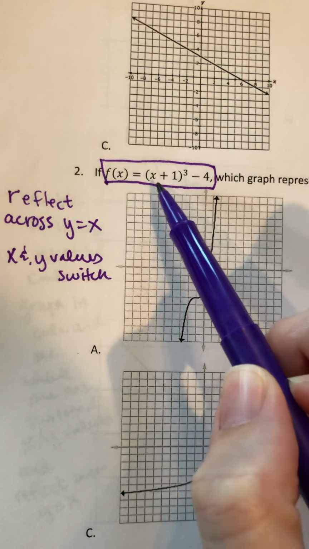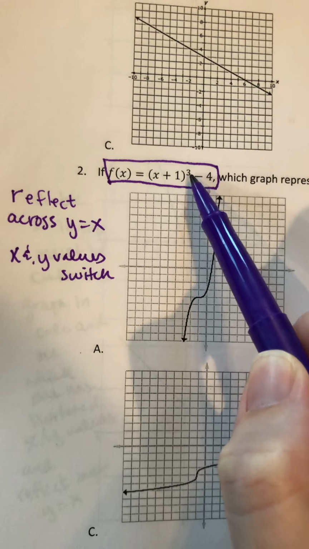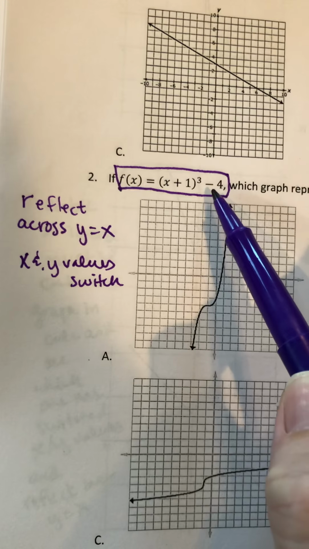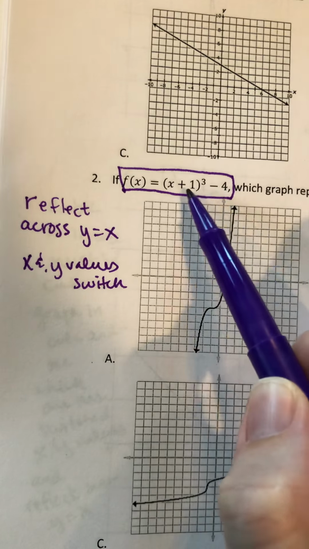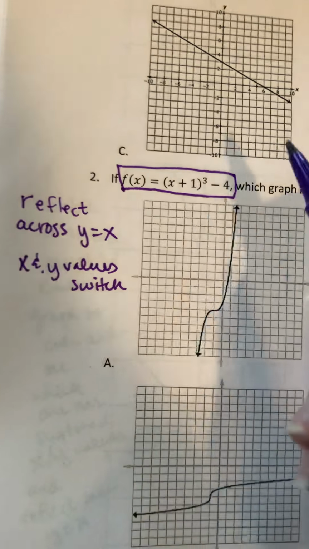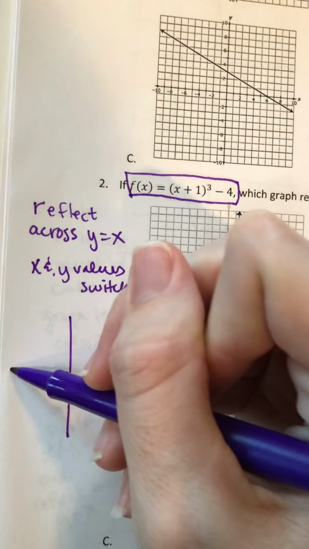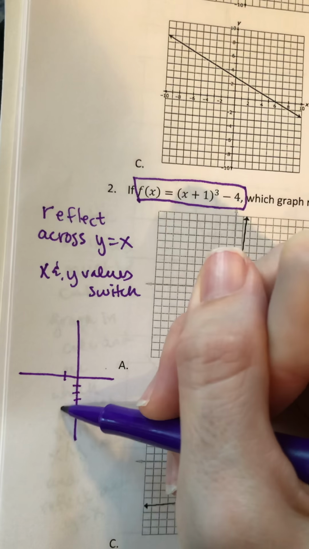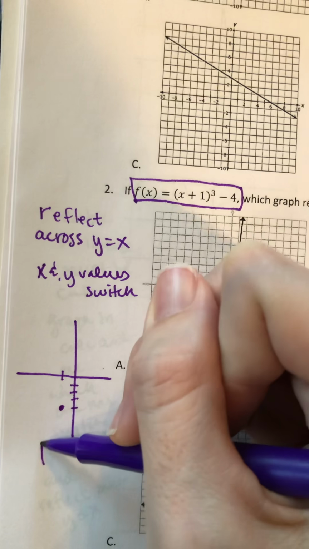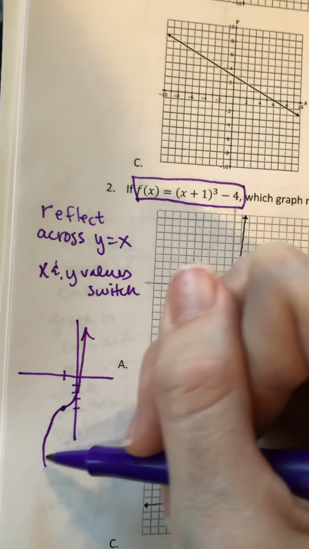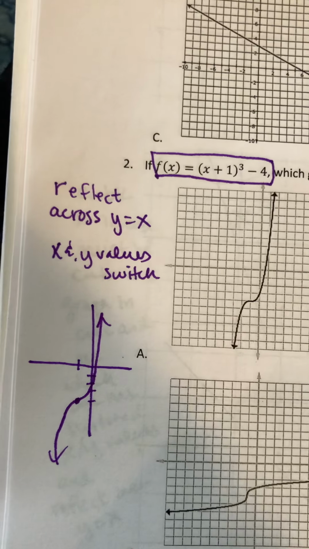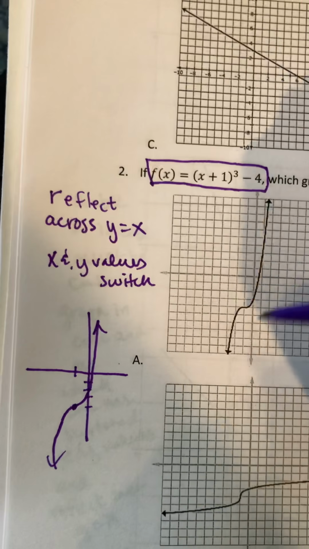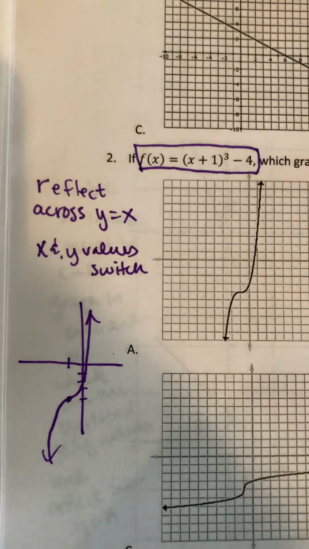F of x equals (x plus 1) to the power of 3 minus 4. Graph that in your calculator and see what it looks like. It should be a cubic function that is moved left 1 and down 4. It should look something like that. It actually looks a lot like letter A, okay? So letter A is actually our original function, which means that cannot be the inverse.